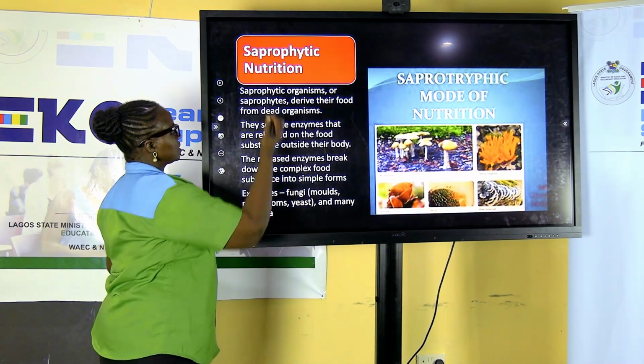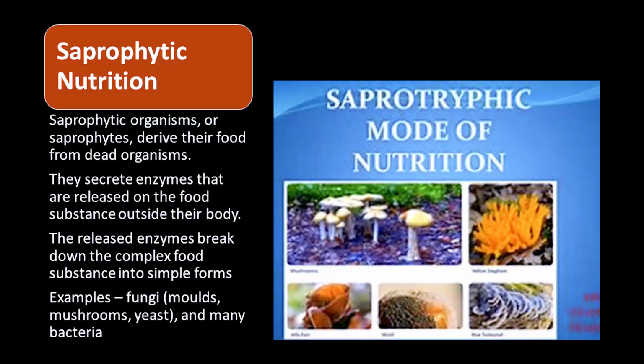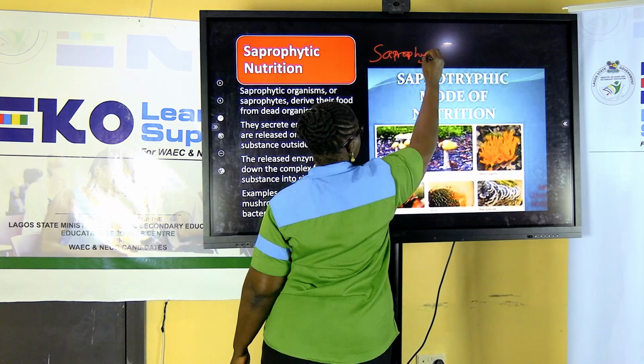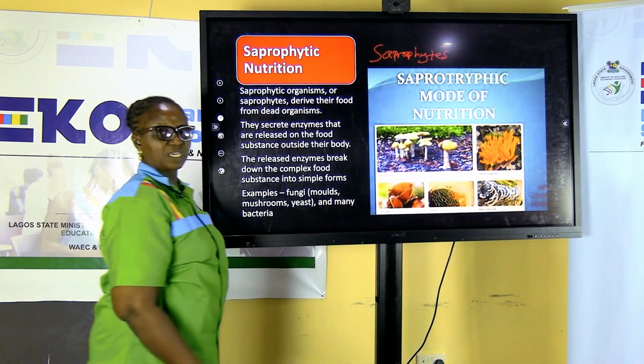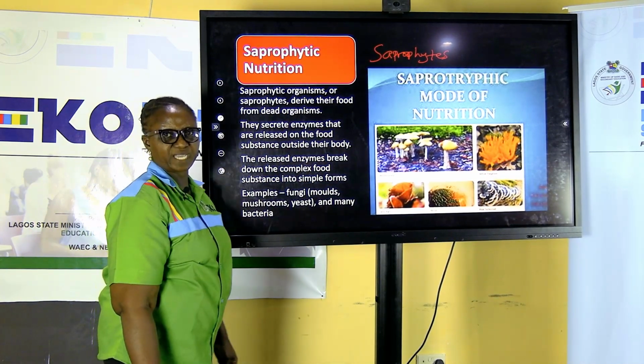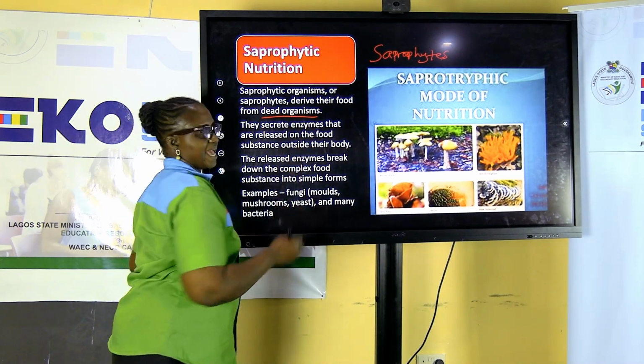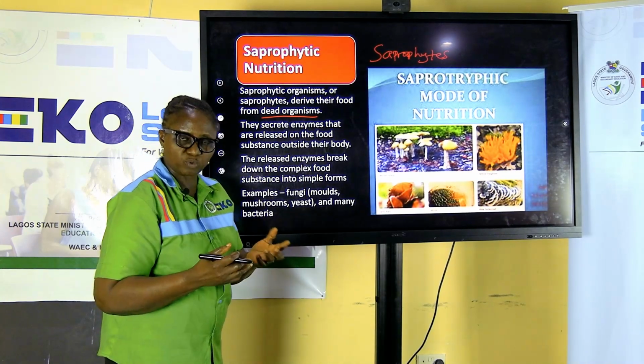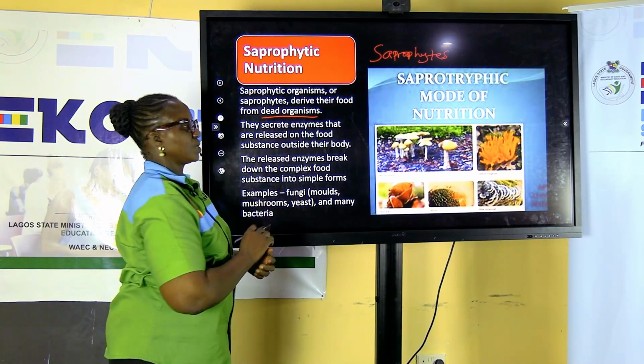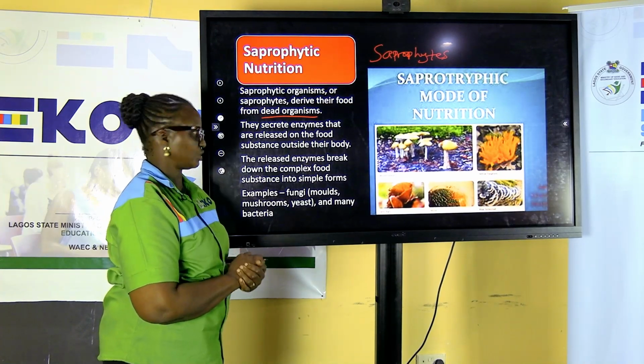We move to the next type, which is what? Saprophytic nutrition. The name again, saprophytic nutrition. Saprophytic nutrition is carried out by a group of organisms that, collectively, we call saprophytes. What do we call them? Saprophytes. What are saprophytes? They are a group of organisms that derive their food from what? Dead organisms. The manner in which they derive their food is what is known as saprophytic nutrition.